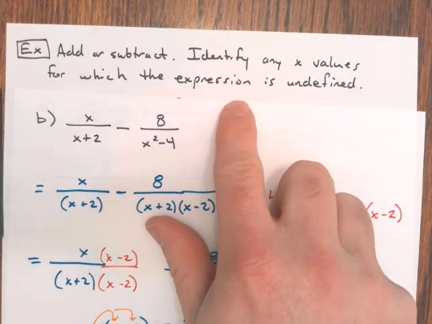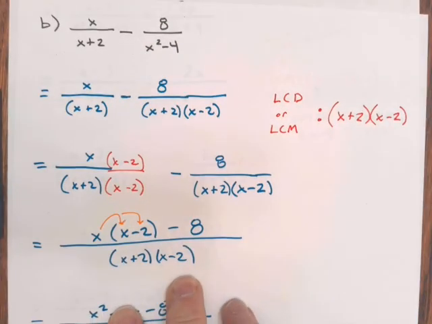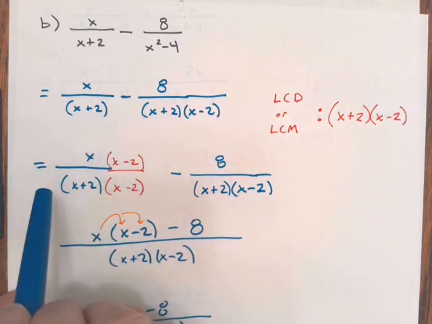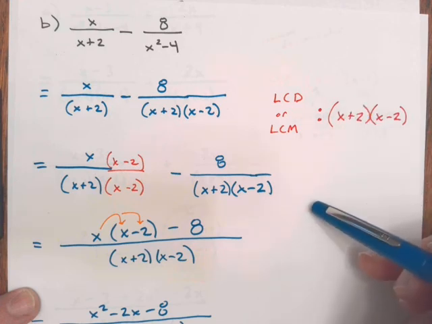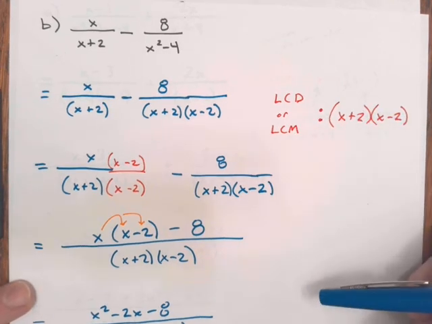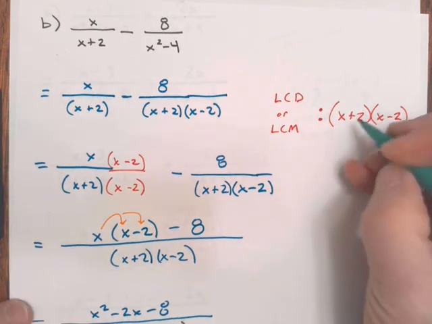But then we have a second part to the directions. We do need to identify any x values for which the expression is undefined. That means we need to figure out what would cause us to divide by 0 and then exclude those values. So you can look here in this step, or you can just come over here and look at your lowest common denominator. Whatever would make either of those sets of parentheses equal to 0, that's what we need to exclude.